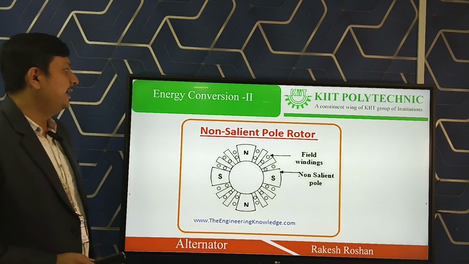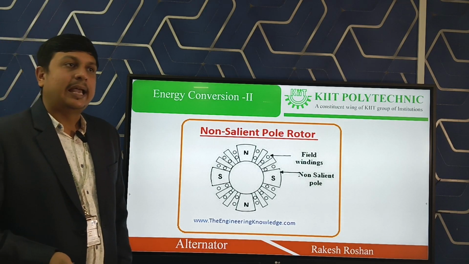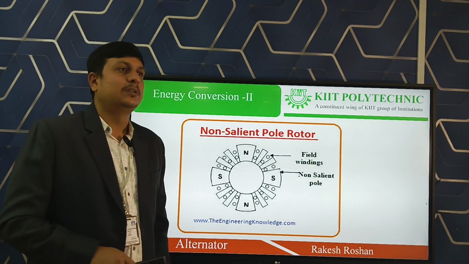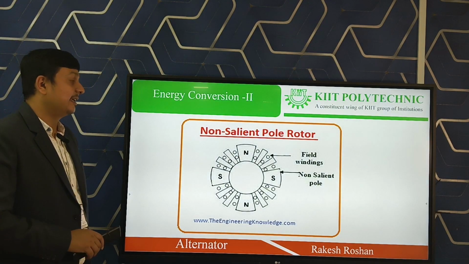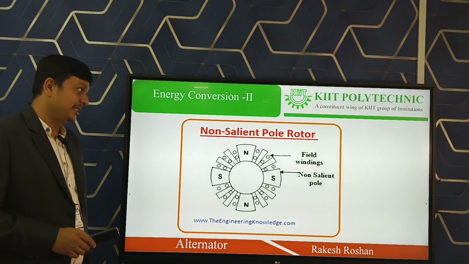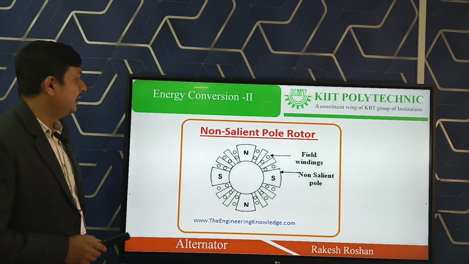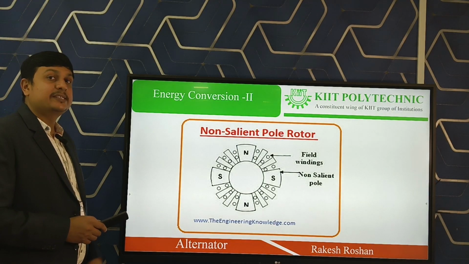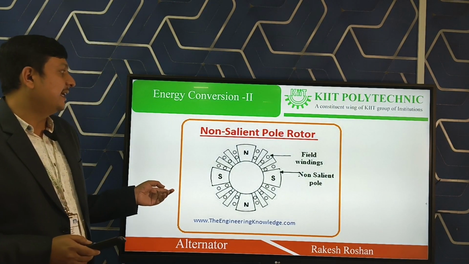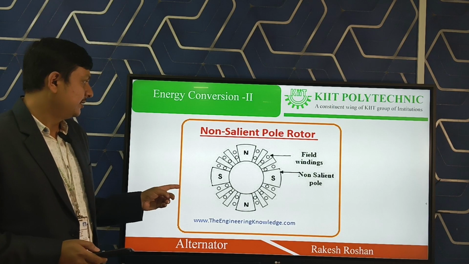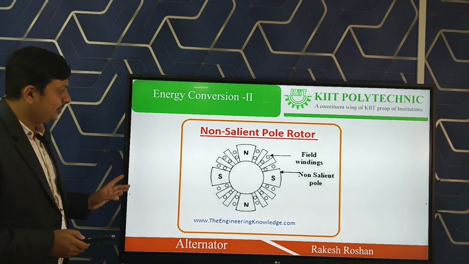This is the non-salient pole type rotor. It is also known as a smooth cylindrical type rotor, and it is used where the alternator is required for high speed of operation, like in a steam power plant. In a steam power plant, generally a non-salient pole rotor is used, and such an alternator is called a turbo alternator. So in steam and nuclear power plants, this type of rotor is used.